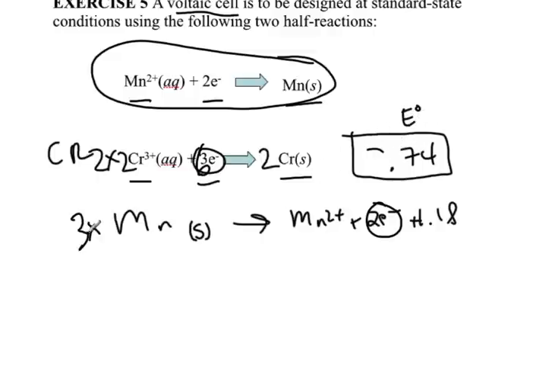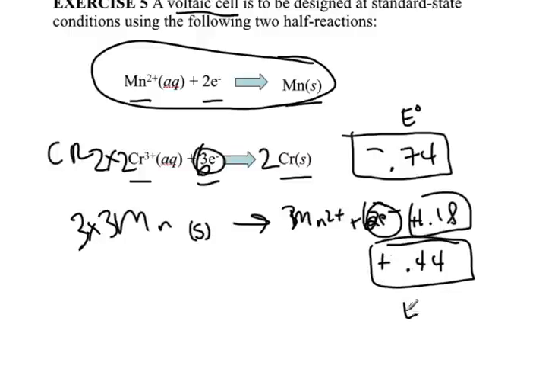The next thing I'm going to do is multiply this by 3, so this would be 3, 3, 6, and I leave the positive 1.18. So the next thing I need to do is do the math and add the two together. So I'm going to take 1.18 and then I'm going to add it to a negative 0.74, and ultimately I am going to get a 0.44, positive 0.44 E cell value.